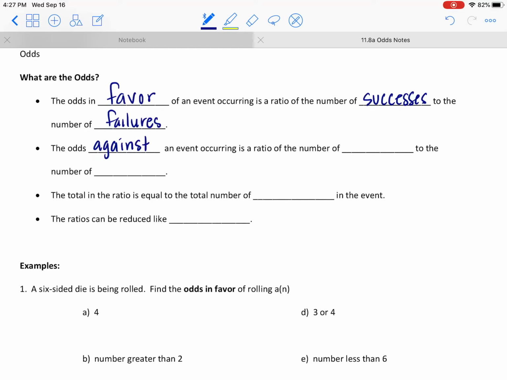Okay? And then odds against an event occurring is the exact opposite. Still a ratio, still a comparison of two numbers, but it flips the two numbers. So odds against would be a ratio where we put failures first, the things we don't want to happen, and then we put successes next. Now in a ratio, the total in the ratio is going to be equal to the total number of outcomes in the event. And a ratio, just like a fraction, can be reduced. So it's going to reduce just like a fraction.